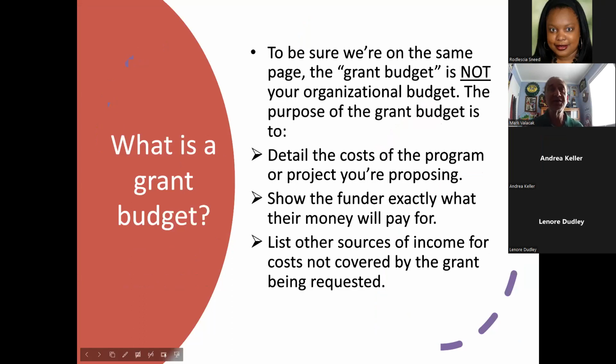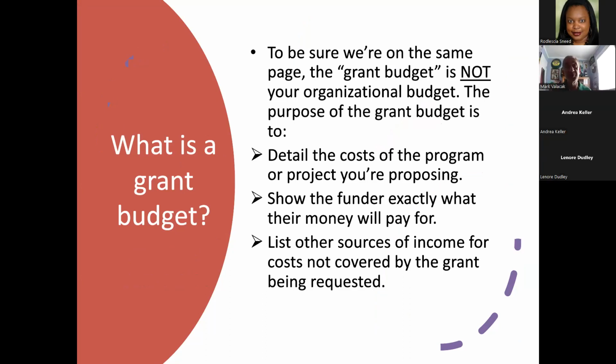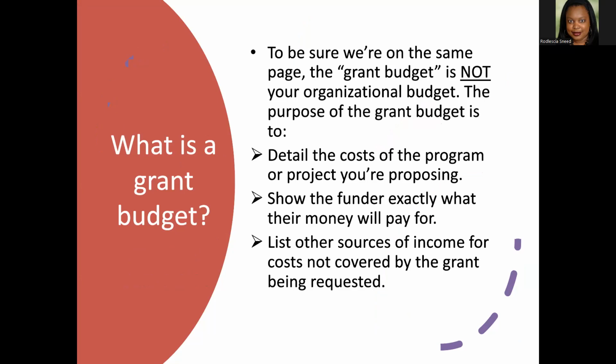So to be sure we're on the same page, the grant budget is not your organizational budget. The purpose of the grant budget is to detail the cost of the program or the project that you're proposing and to show the funder exactly what their money will pay for. So you're going to list other sources of income for the costs that are not covered by the grant that you're requesting. And so we'll talk about some of those kinds of other sources that might contribute to your project.